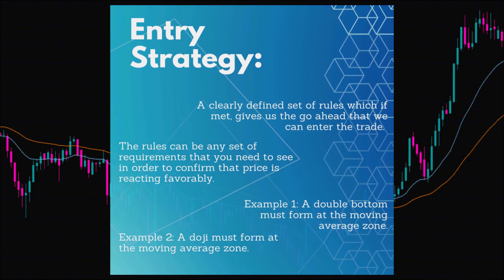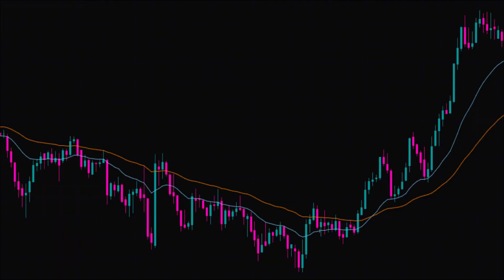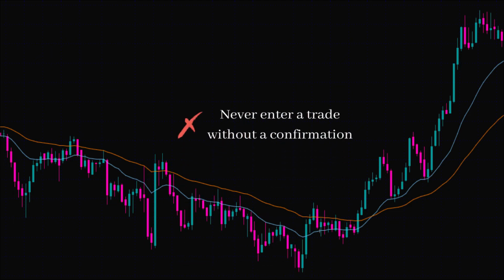An entry strategy could be anything that you would like to see which gives you a definitive confirmation of when price is moving. It could be a double bottom or inverse head and shoulders. The bottom line is that while we can create the highest probability setup imaginable, I personally will not enter any trade setup without getting the confirmations from our entry strategy first.